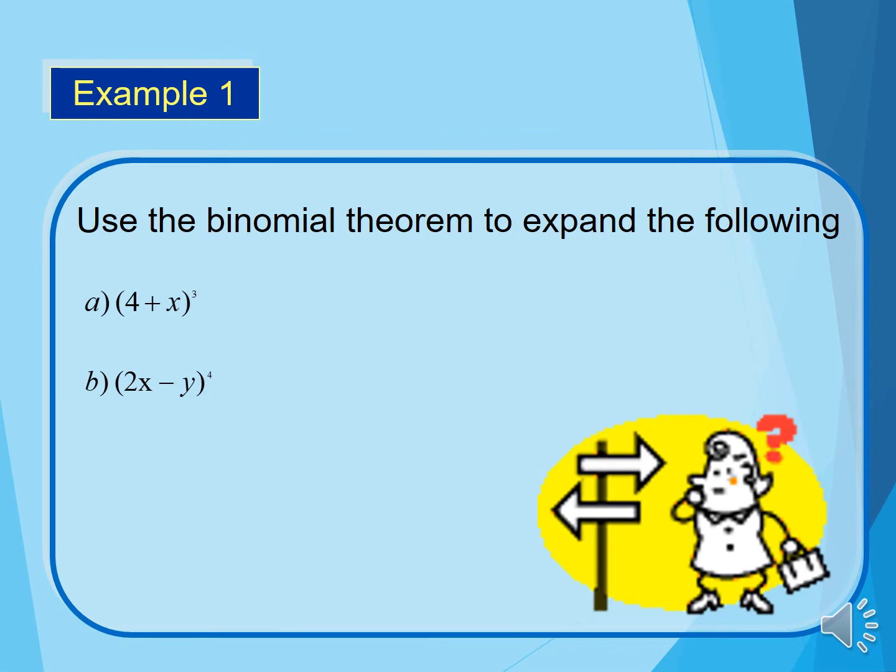Example 1. Use the binomial theorem to expand the following. A. (4 + x)^3. B. (2x − y)^4.